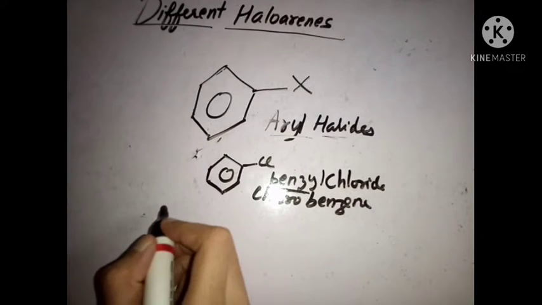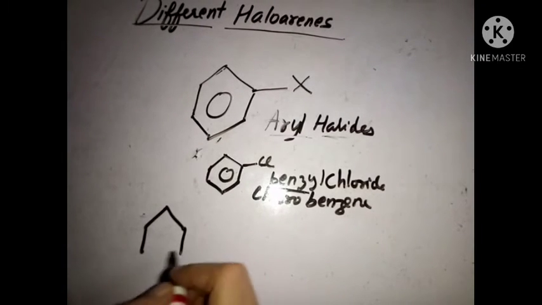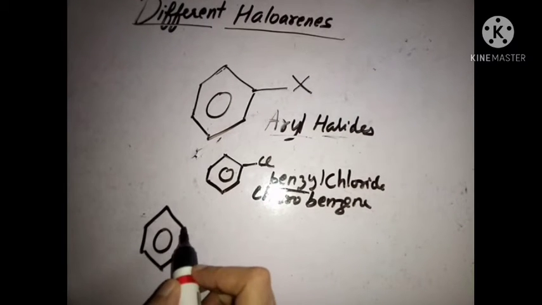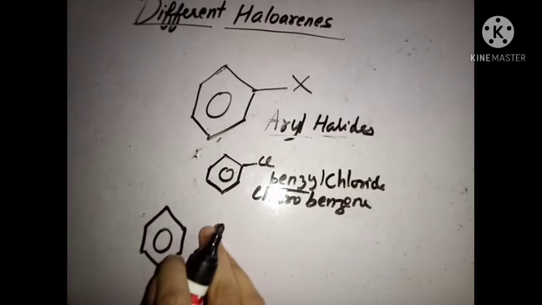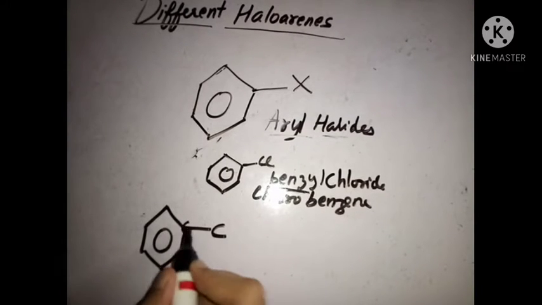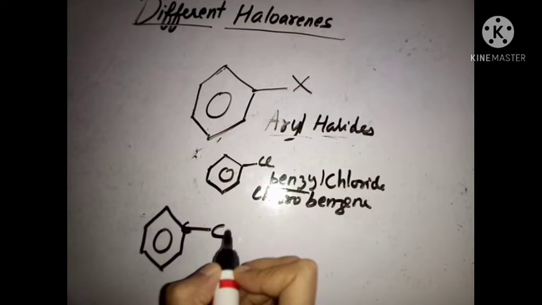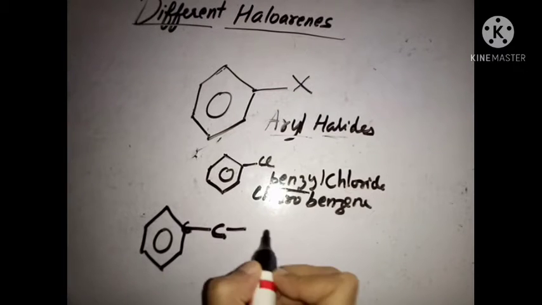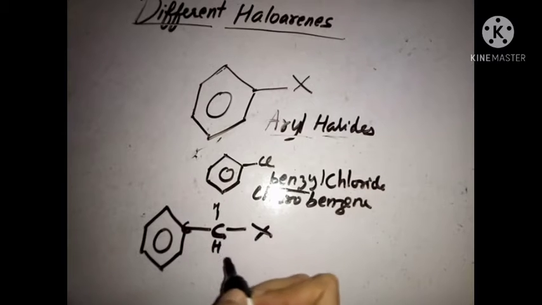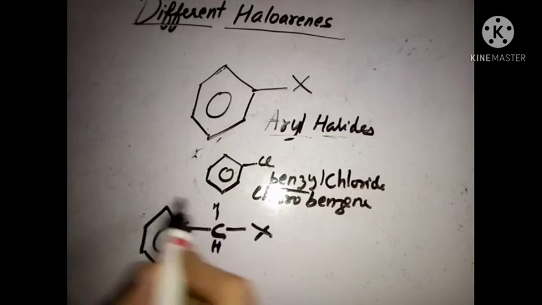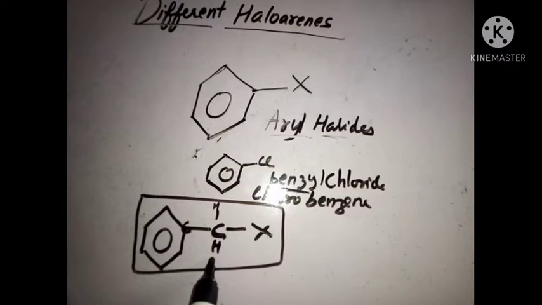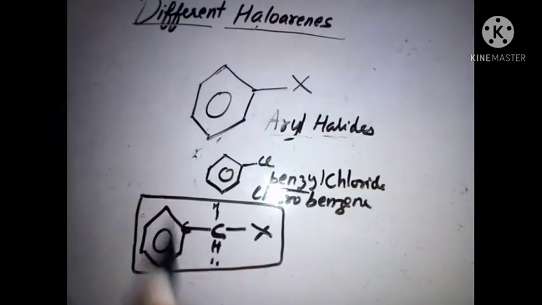For example, I have taken a benzene ring and now I'm not replacing its hydrogen directly with a halogen, but its carbon is attached to another carbon, and with this carbon a halogen is attached. The other valencies are satisfied by hydrogen. So is this also a haloarene? Yes, this is also a haloarene.